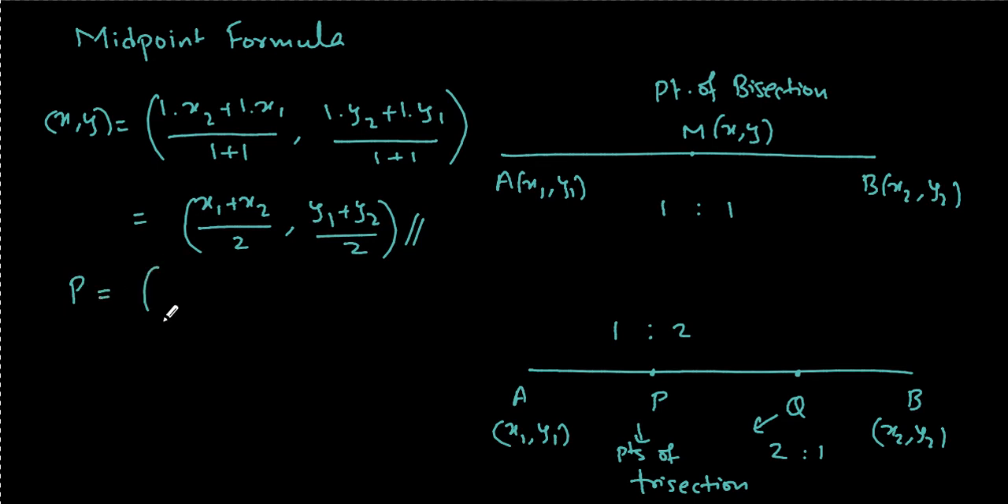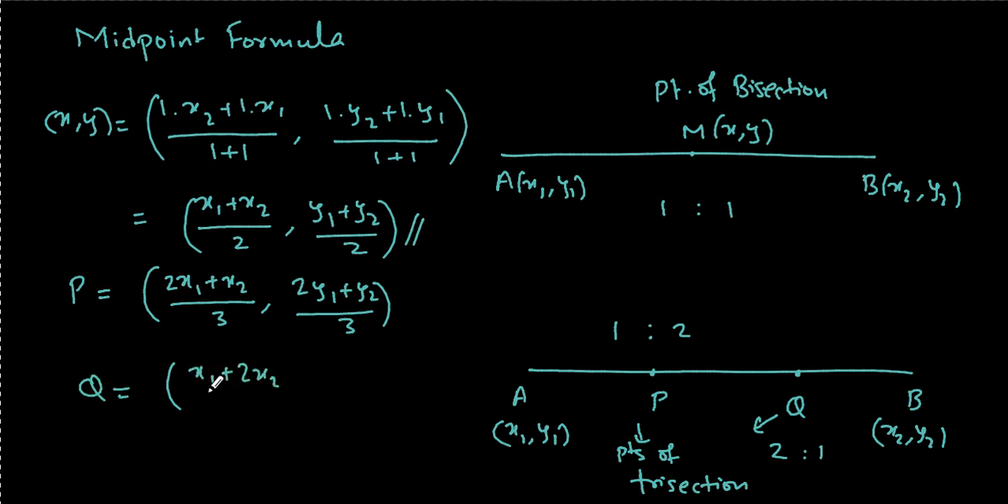If we apply the section formula, we get P as (2x1 plus x2) by 3, (2y1 plus y2) by 3, and Q as (x1 plus 2x2) by 3 and (y1 plus 2y2) by 3.